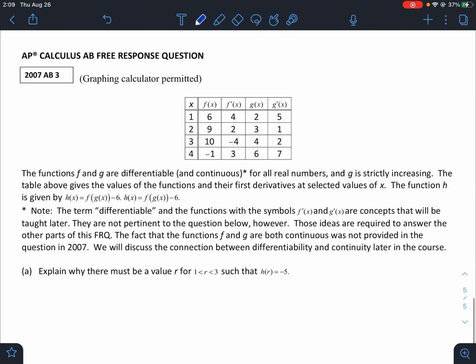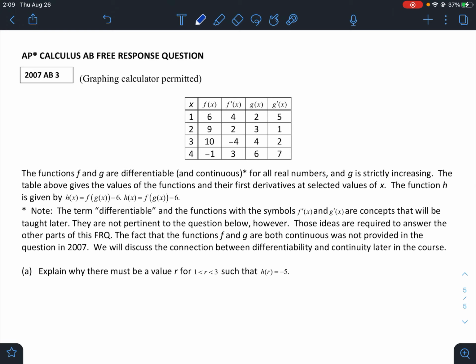All right. And we're going to end today with an old AP question here. We got a table of values. It says the functions f and g are differentiable and therefore continuous, which is really all we need to know for this problem, for all real numbers, and g is strictly increasing.